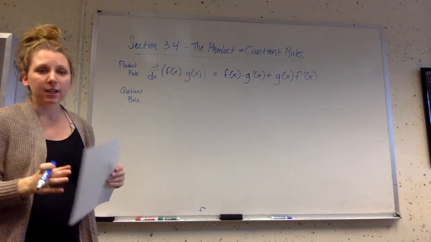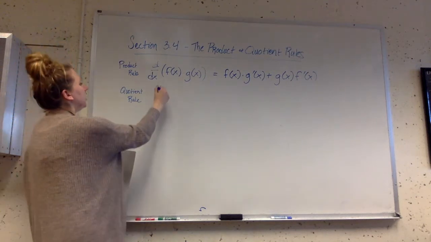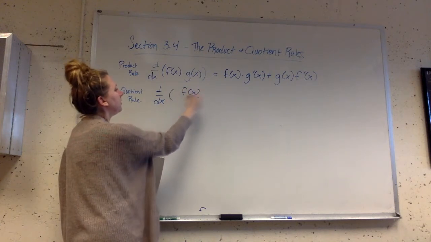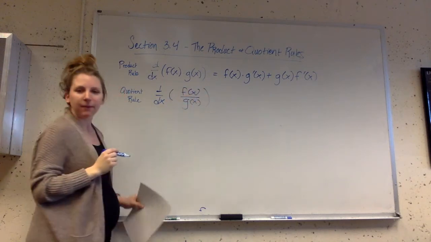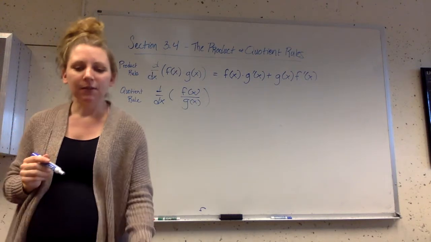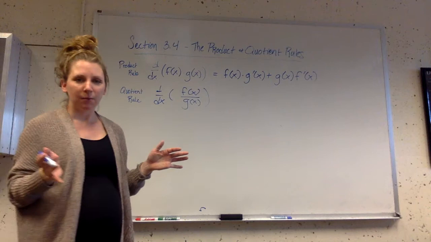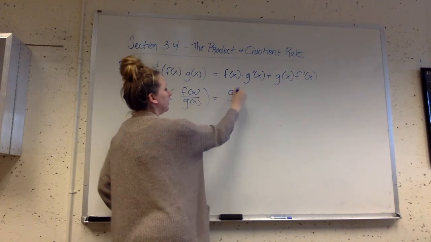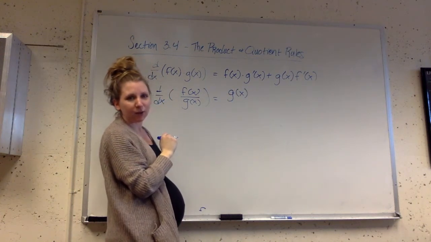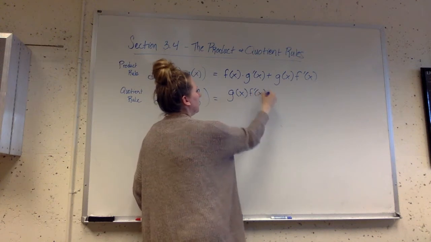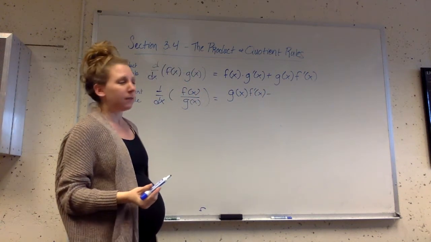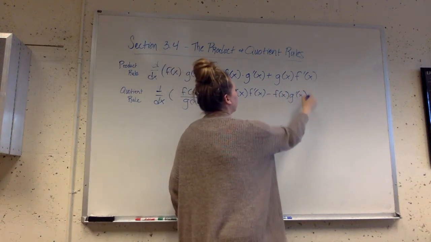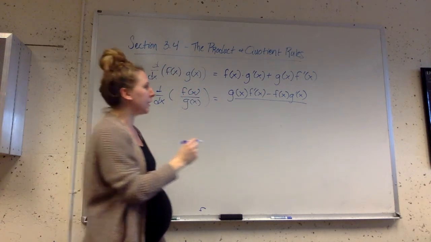Okay, the quotient rule is when we have a quotient instead of a product. So suppose we have the derivative with respect to x of f of x divided by g of x. Now there's lots of different ways that people recite this in their head to help memorize it. What I say is the denominator times the derivative of the numerator minus the numerator times the derivative of the denominator, all over the denominator squared.